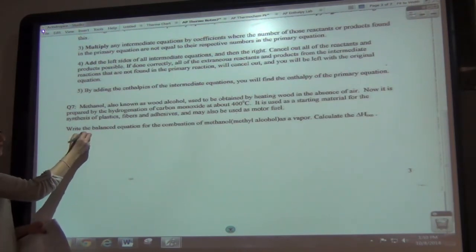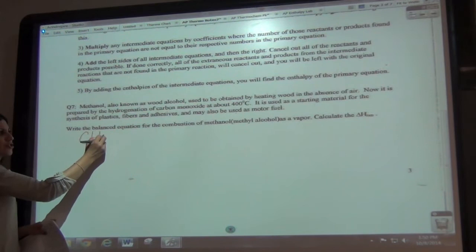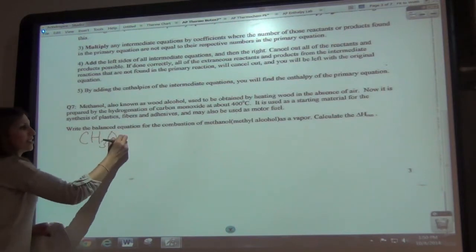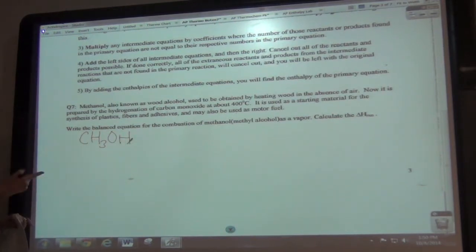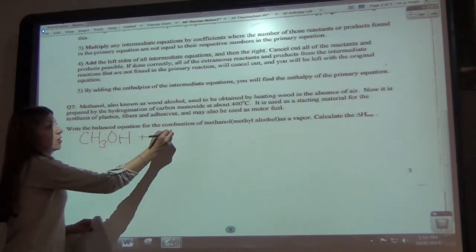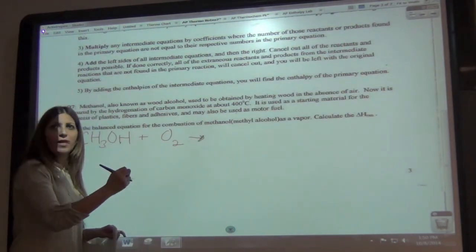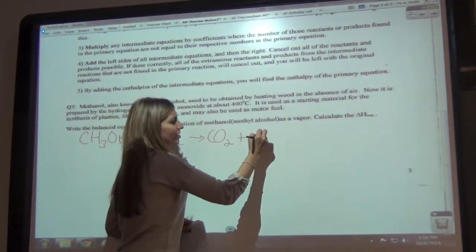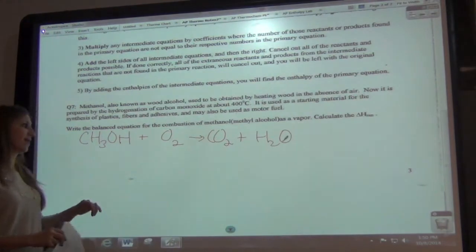So do you remember the formula for methanol? CH4 would be methane, good. So what do? CH3OH. Awesome. Take one of the hydrogens off, make it an OH. If it's combusting, what are we adding it to? O2. Yields carbon. Nice. CO2 and H2O. Awesome. Let's balance it.